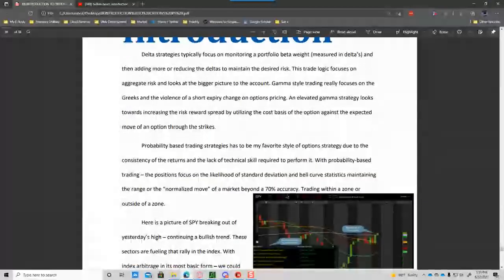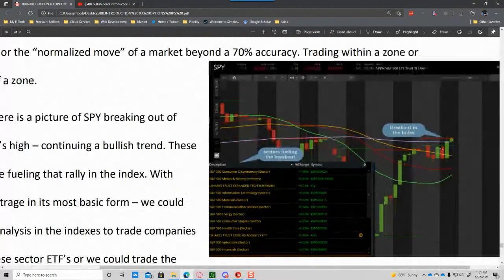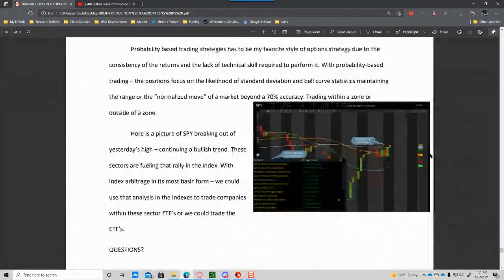I took a picture here of SPY when it was trying to break out. And this breakout in the indexes is connected to these sectors. These are driving this in the market, right? This move up is coming from the stocks that are in these sectors, and these sectors combined are driving this index higher. This would be a form of index arbitrage, that perhaps we evaluate the cues and then we look at the sectors and we decide that we're bullish in the market, and then we would go out and find things to trade because of this index.